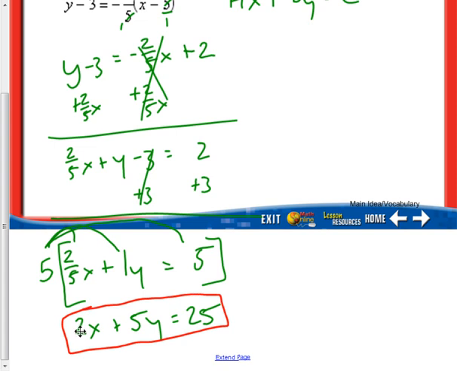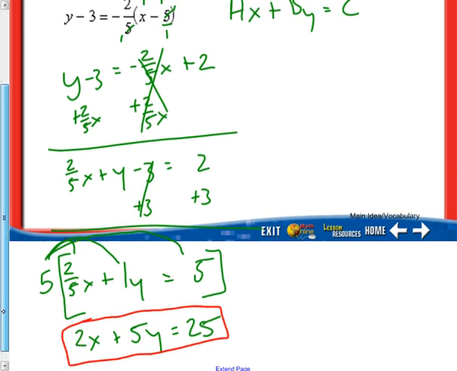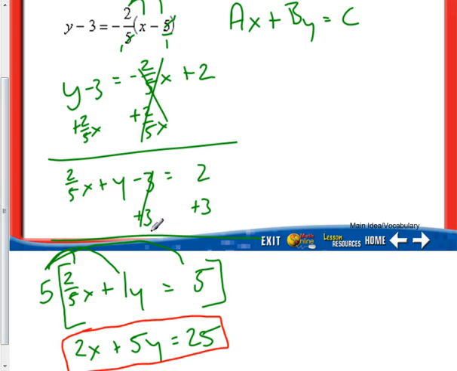What is A? A is 2. If we look at the equation up above, A is 2, so 2x plus 5y. B is 5, and equals 25. C is 25. So if I ask you what is the B coefficient, you would just say 5.